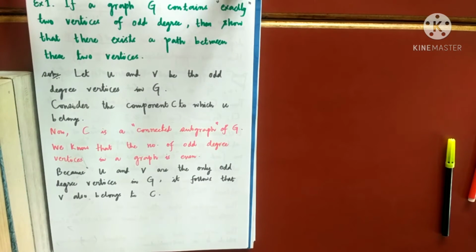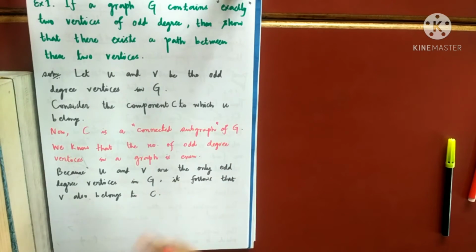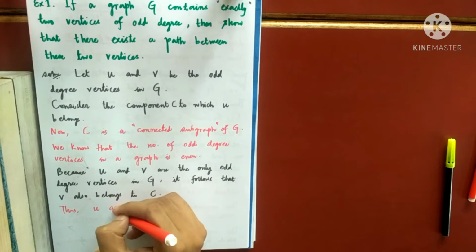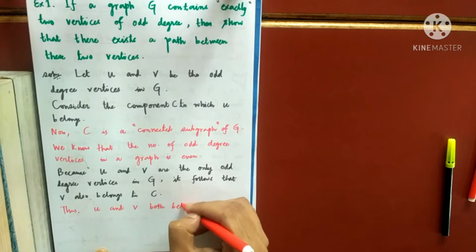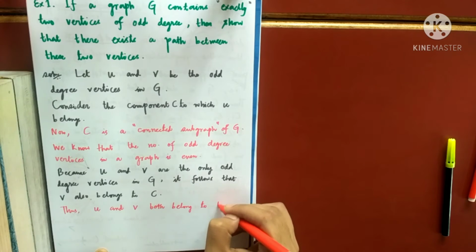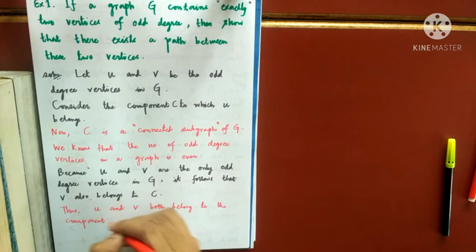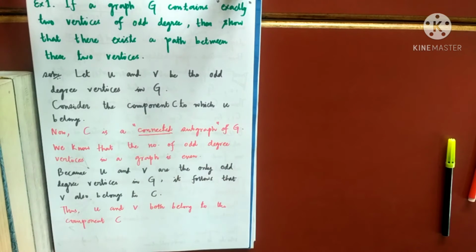Hence we are done. Why are we done? Because U and V both belong to the component C. And what is the definition of a component? It is a connected subgraph. That means U and V belong to a connected subgraph.